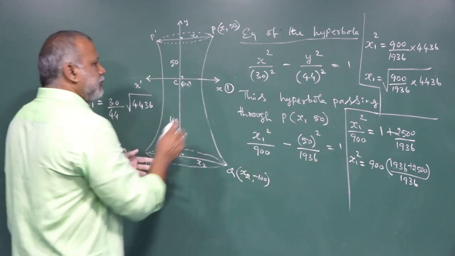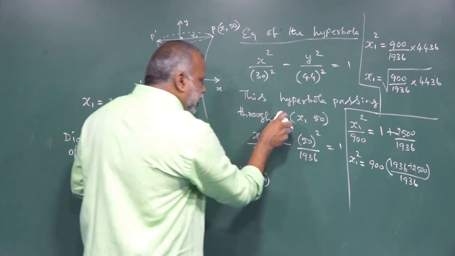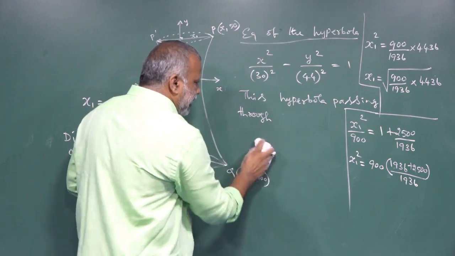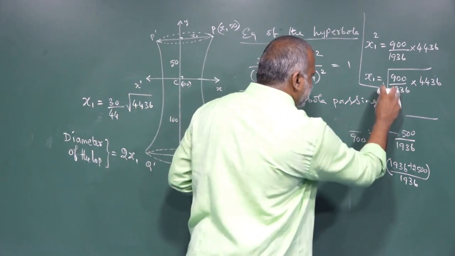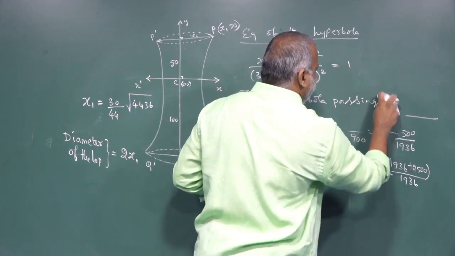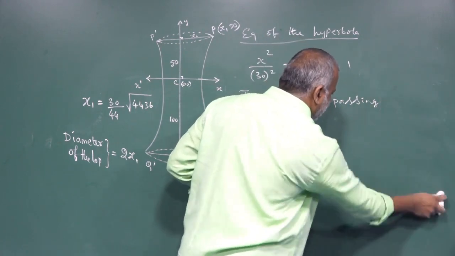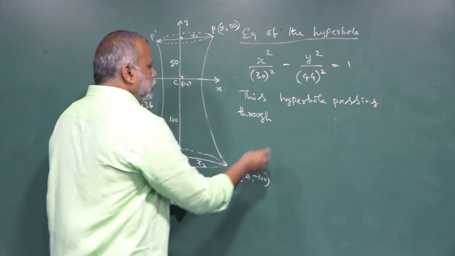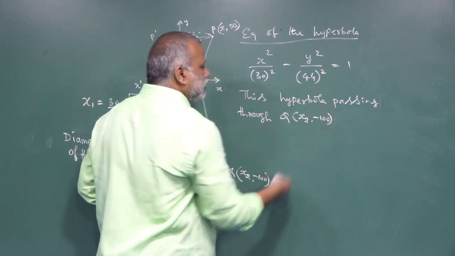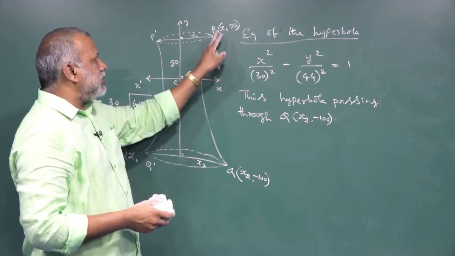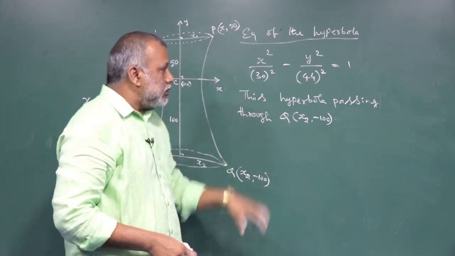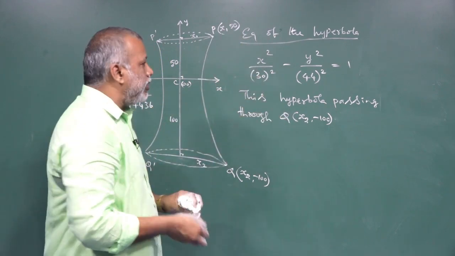Now the same concept for the second question. This hyperbola passing through the point, now listen carefully, see a simple knowledge, only one change. This hyperbola passing through the point Q of x2 comma minus 100. So in the previous question we discussed x1 comma 50, here x2 comma minus 100. So in the particular equation, passing through a point, we can replace.